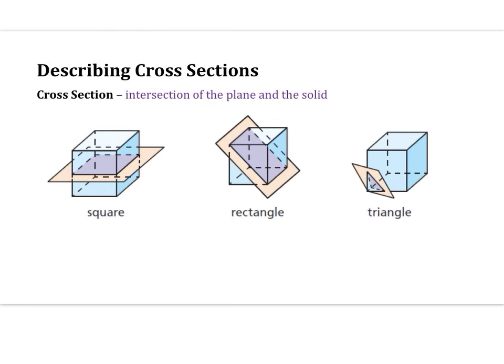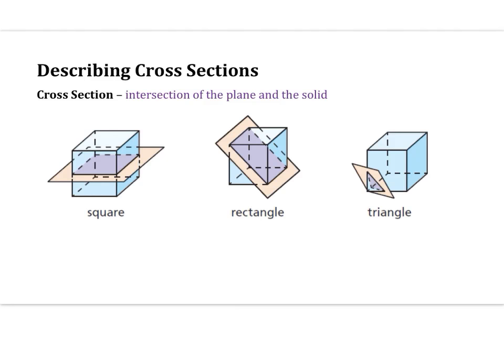All right, so our next topic is describing cross-sections. First of all, a cross-section is the intersection of a plane and a solid. You can see in this first image, our solid is the blue portion of the figure, and it looks like a cube. The light-colored flat surface is passing through the solid, and the intersection is the purple portion. This square looks like the cross-section is in the shape of a square.